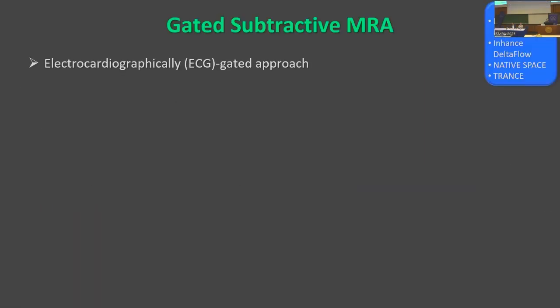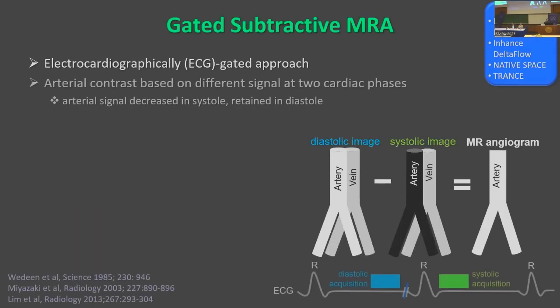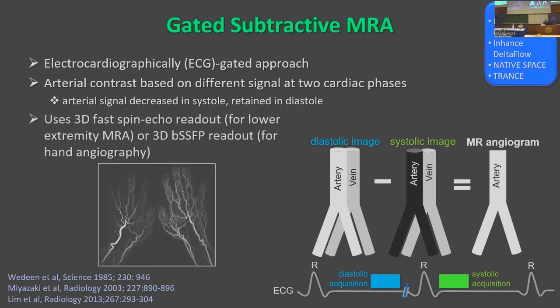Then the gated subtractive techniques, these are among the earliest techniques. In fact, the original MR angiography paper published in Science in 1985 was a gated subtractive technique by Van Wedeen, and it's come a long way since then. Basically, in systole, you tend to lose signal from the flow-related dephasing, and in diastole retain the signal.